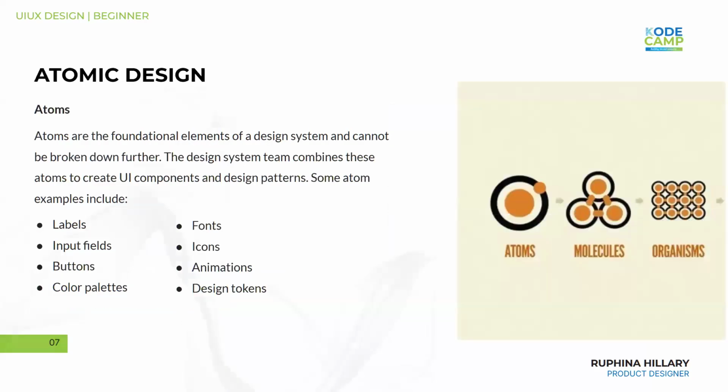So first of all, atoms are simply the foundational elements of a design system and usually cannot be broken down further. The design system team combines these atoms to create UI components and design patterns. Some examples of atoms include labels, fonts, icons, animation, design tokens, color palettes, your buttons, your input field.